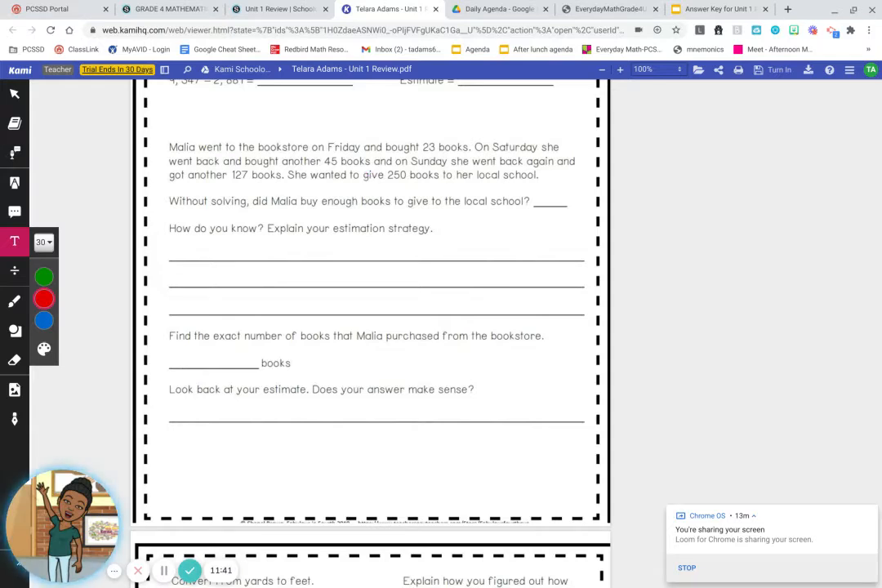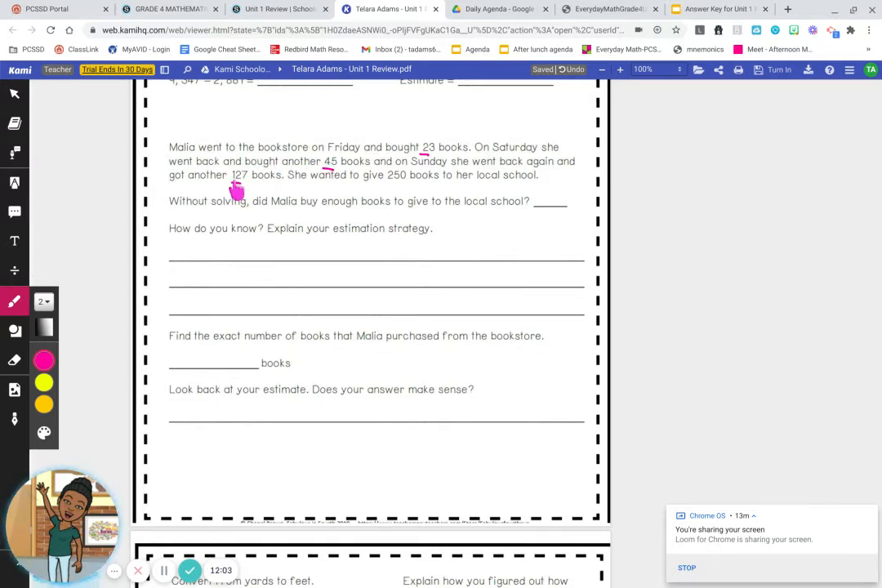Again, I am going to go with front-end estimation. I'm going to use the first digit. 2, 4, that stays the same, and that'll stay the same. So in my head, I'm going to add 20 plus 40 equals 60.